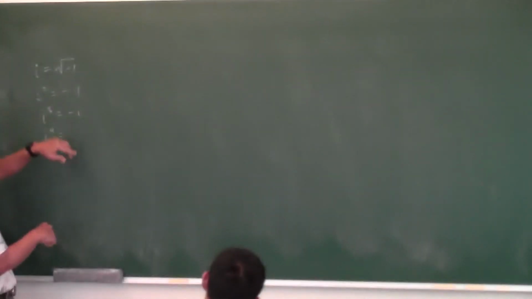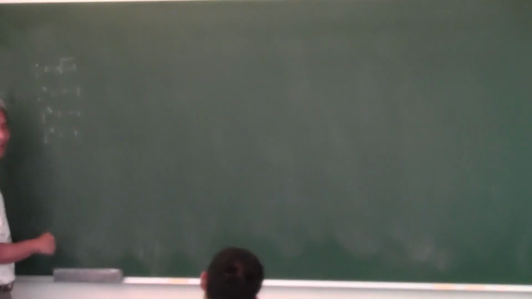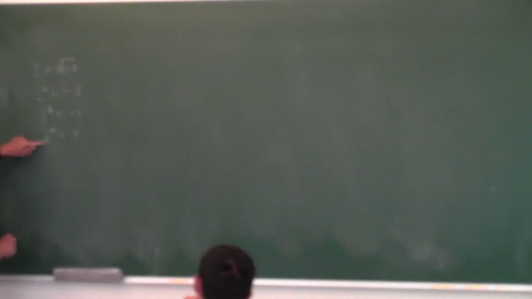Okay, and then what is i to the 4th? Isn't that just i squared squared? So what's negative 1 squared? 1. And then what happens after this? It repeats every 4, right? So i to the 5th is the same thing as this, i to the 6th, i to the 7th, i to the 8th, and it just repeats every 4, right?